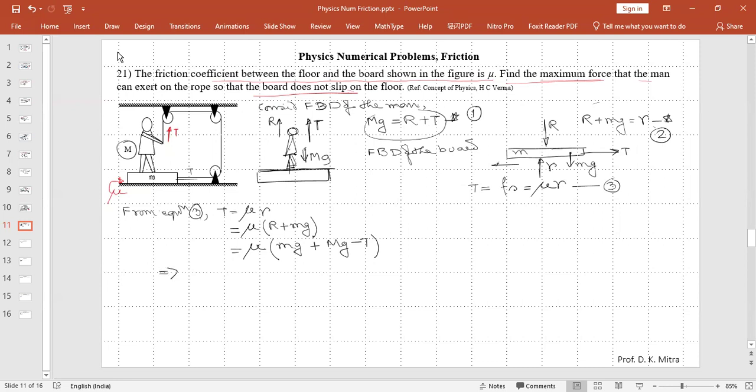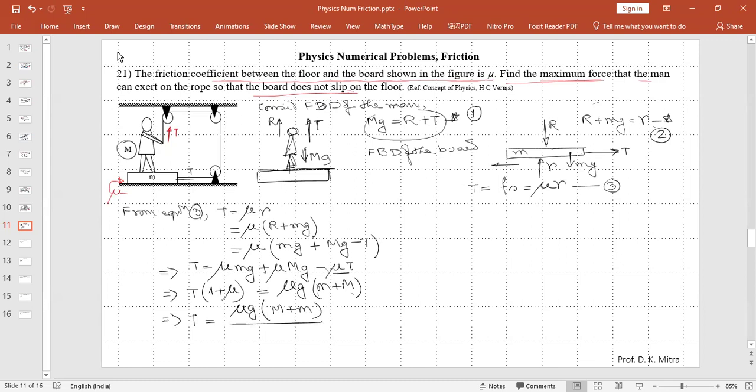Now, what do we get? T is equal to mu small mg plus mu capital Mg minus mu T. If you take mu T to the left-hand side, that makes T multiplied by 1 plus mu, is equal to, taking mu g common, small m plus capital M. From here, we get tension T is equal to mu g multiplied by small m plus capital M divided by 1 plus mu.